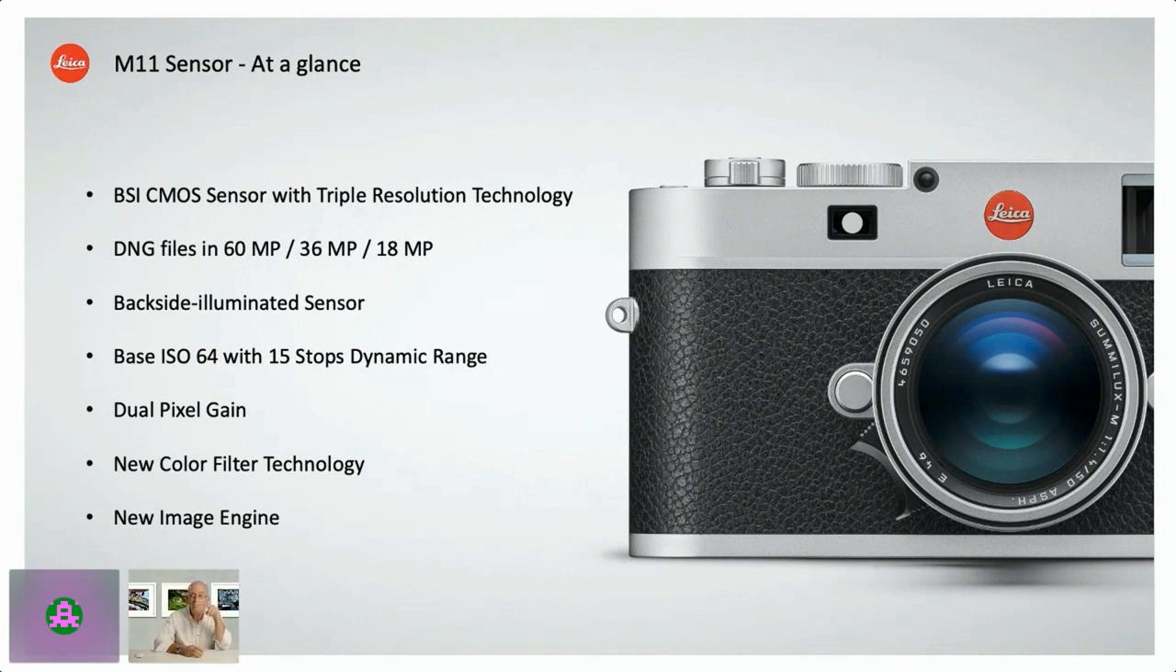There's new color filter technology on the front of the sensor, and that's essentially an incredibly fine, thin piece of glass, which acts as a bit of a cutting filter, and it has to be super, super thin, so it works well with the M lens technology being very close to the actual sensor itself. And there's a new image engine in there to process these monster files as quickly as possible. So there's an enormous amount of new stuff built into this camera.